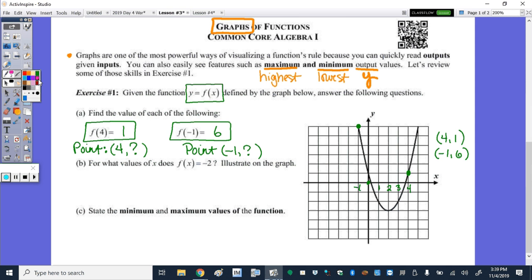Part B says, for what value or values of x, so that's plural, does f of x, again, f of x is another way of saying y, equal negative 2? Illustrate on the graph. So y value of negative 2, let's go to the y-axis. Here's negative 1, here's negative 2. Going across, we have this point here and this point here. When I write those coordinates down, that's the point (1, negative 2) and (3, negative 2). So the x values where that occurs is x equals 1 and x equals 3.